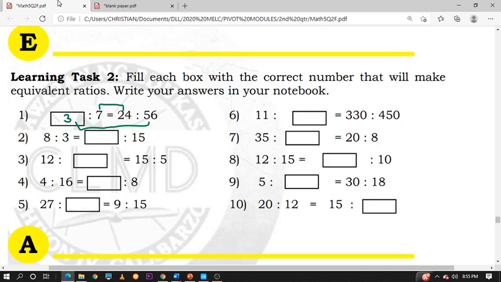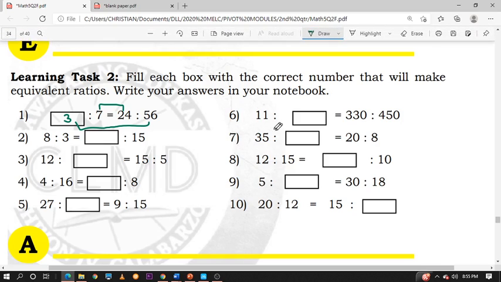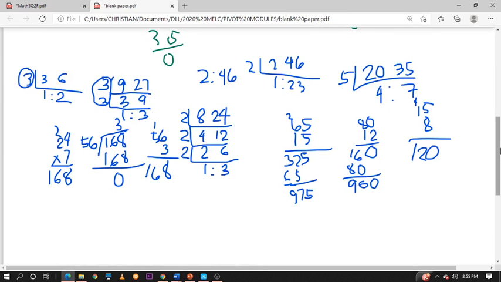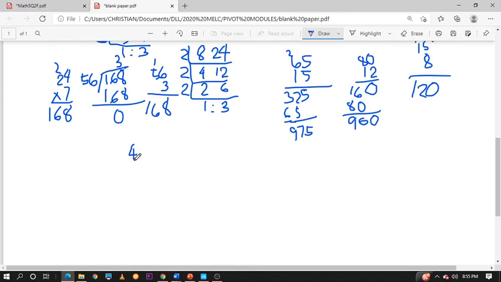Kung alin yung kompleto, yung means ba o yung extreme, yun muna i-multiply natin and then i-divide natin dun sa may kulang. For example, sa number 6, ang extreme naman ang kompleto. So, ito muna i-multiply natin bago natin siya i-divide doon sa ating nag-iisang means. Okay? So, 450 times 11.